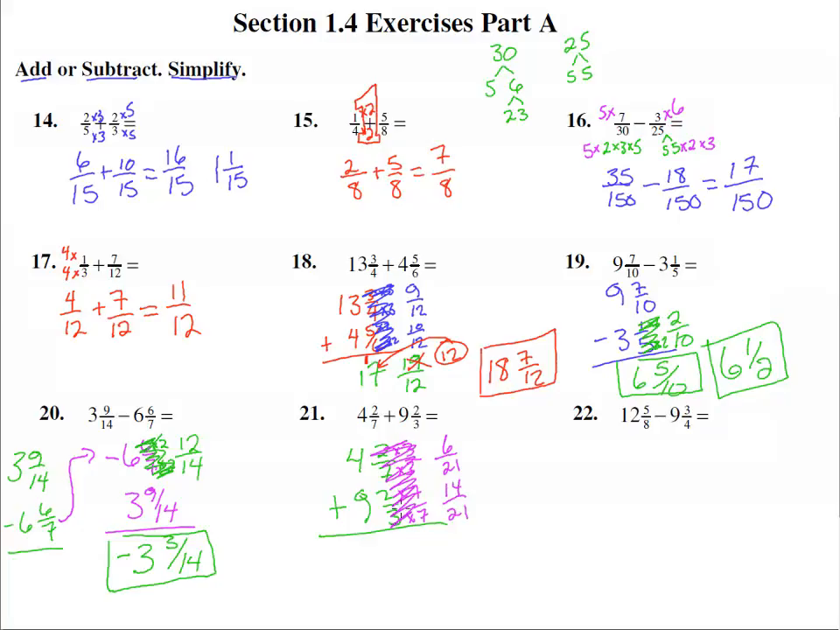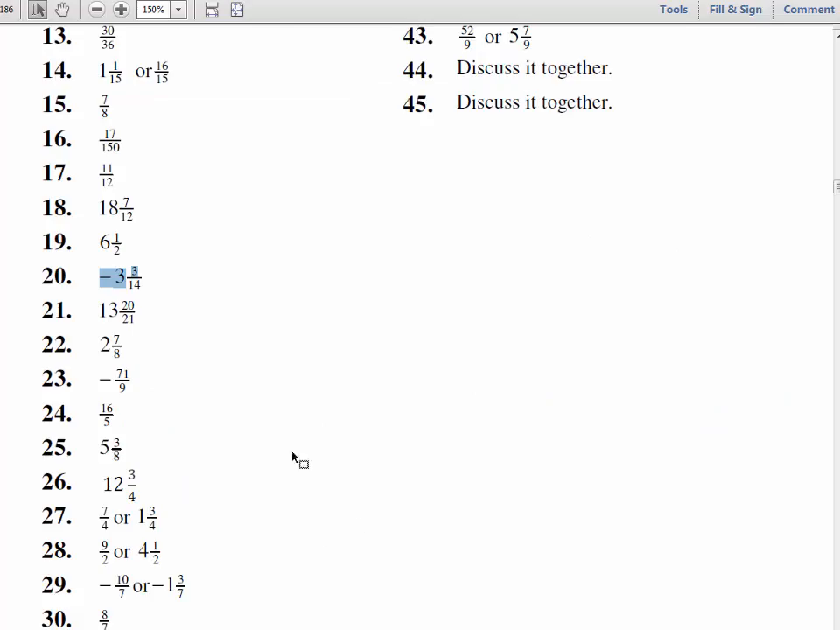Okay, now that we've changed them into names that are the same, let's add them up. 6 and 14, that's 20 over 21 in this column. 4 plus 9 is 13. There we go. Check our answer. Yes, indeed. There it is.